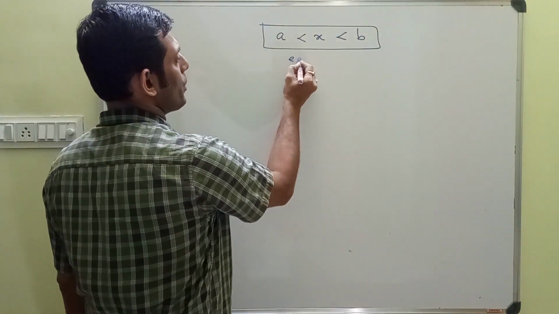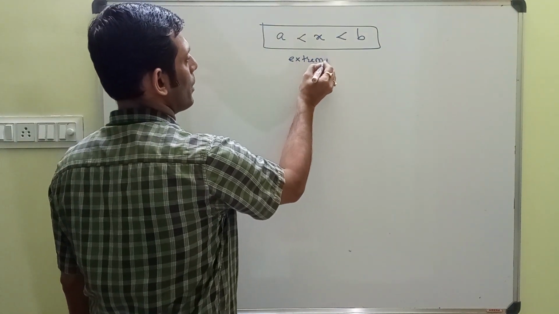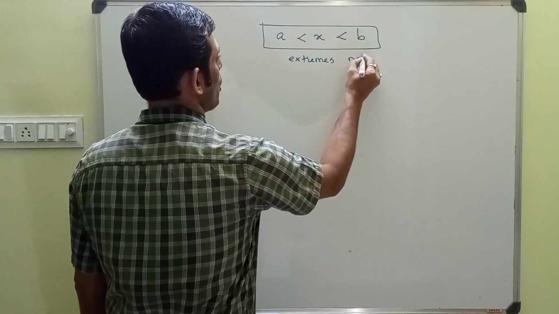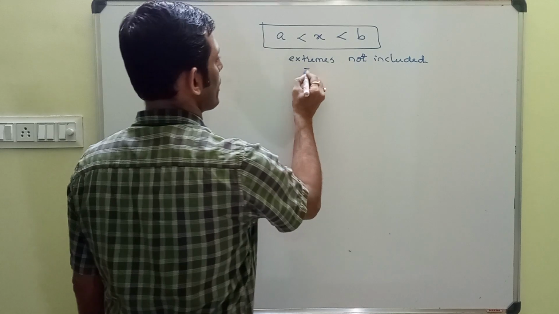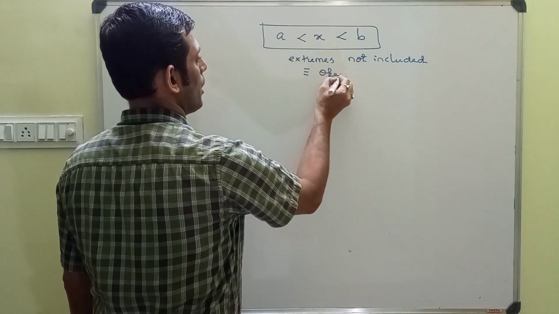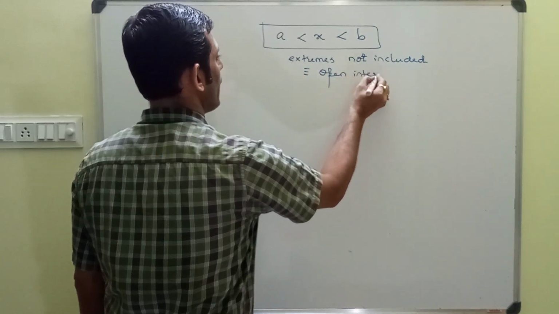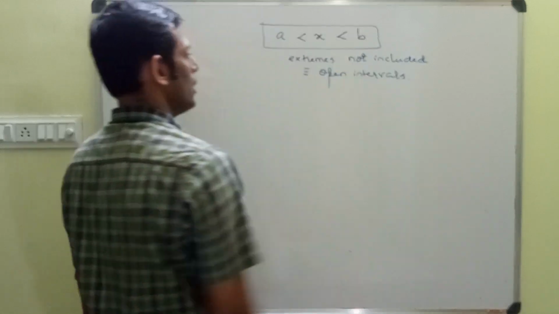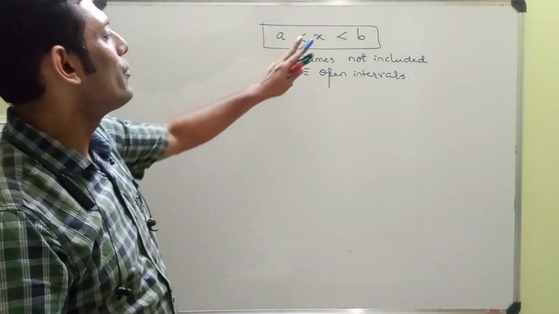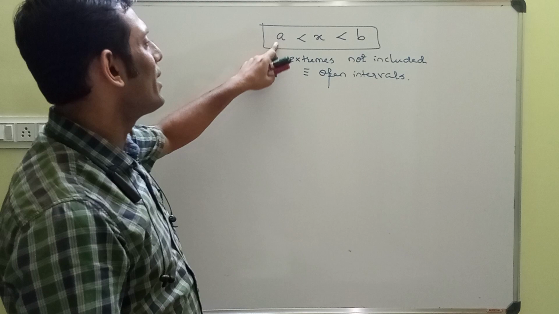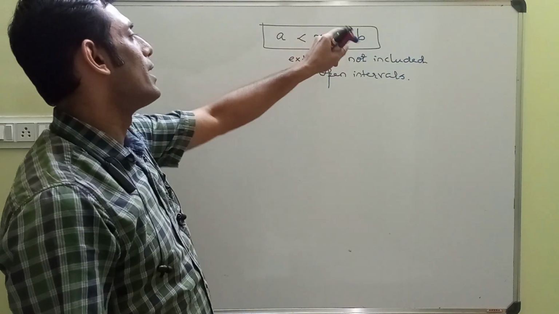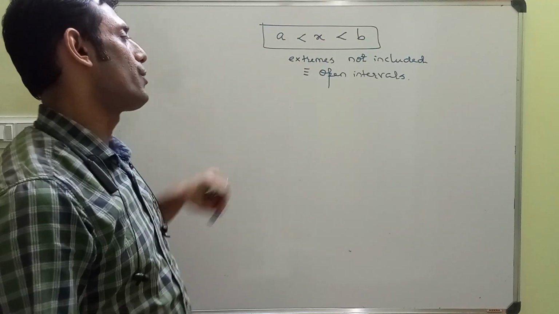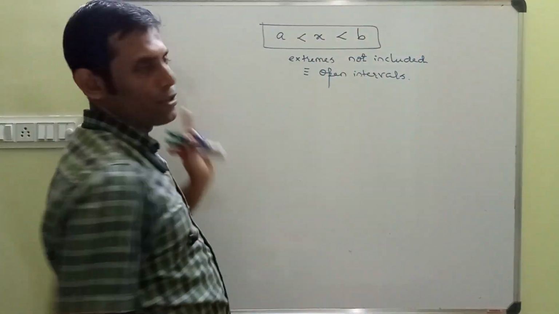So if extremes are not included, then we call this open intervals of numbers. A number ranging from a little greater than a till a little less than b means x greater than a and less than b. This is a case of an open interval, open on both sides.